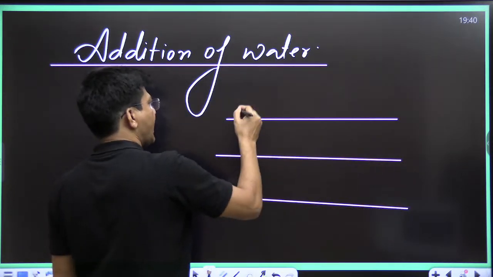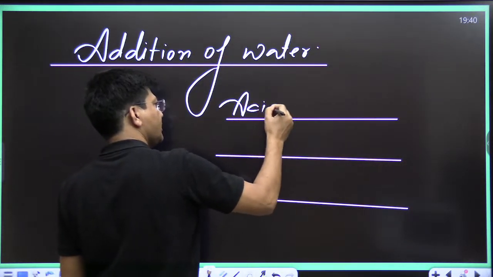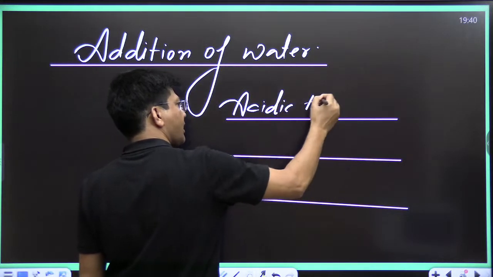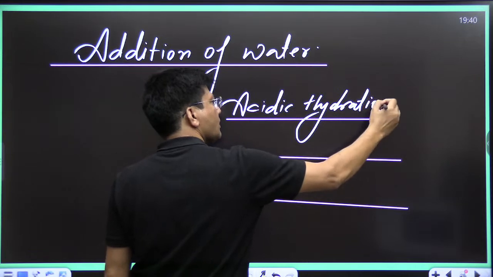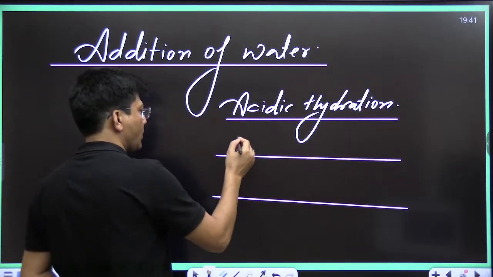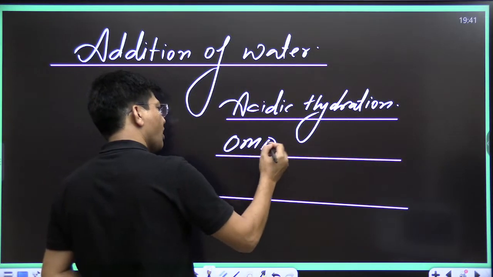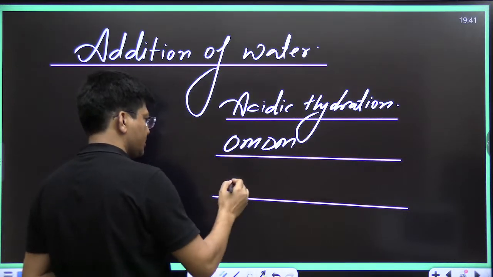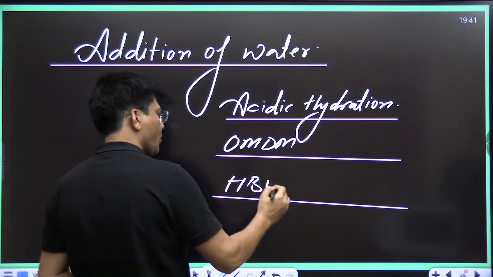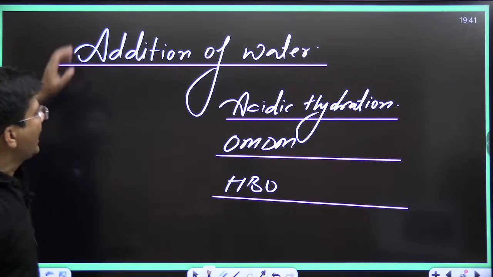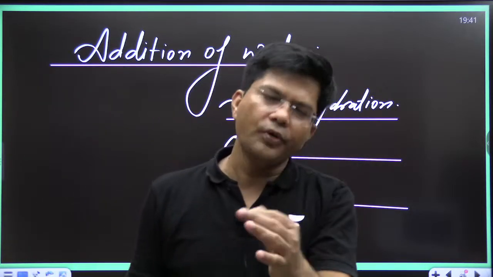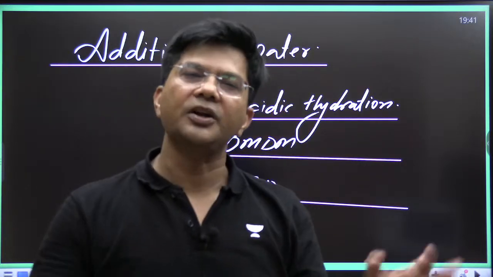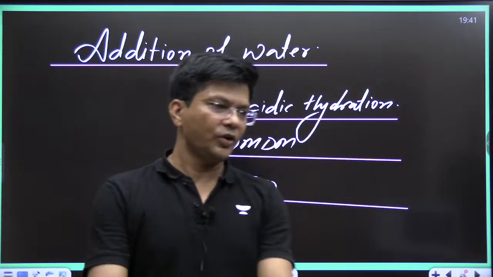First one is acidic hydration. Second one, we will say OMDM reaction, oxymercuration-demercuration. Third is HBO, Brown hydroboration. And it really holds a lot of weightage. It's really going to be very, very important, my dear friends. So let's see to it.